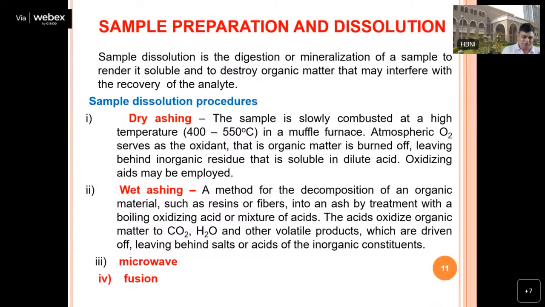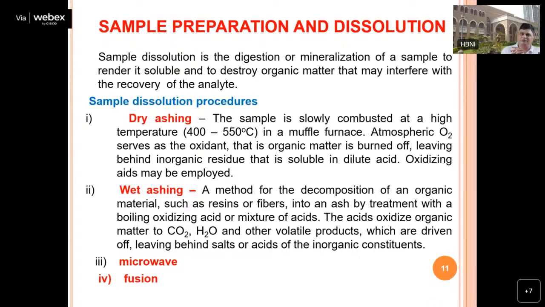In some cases, if it is not possible to do this dry ashing, then there is a way of doing wet ashing. What is that? In this also, we are destroying the organic matter, but not by just using heat, because here we are using basically a composition of acids by which you can evaporate and destroy your organic compound.